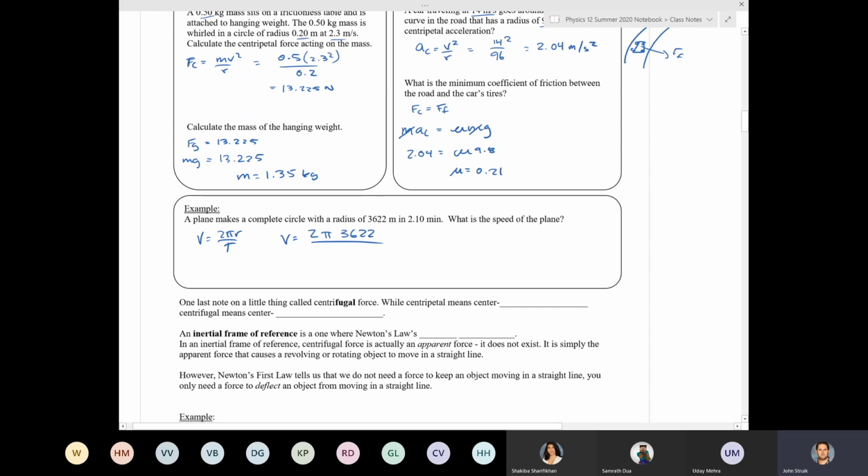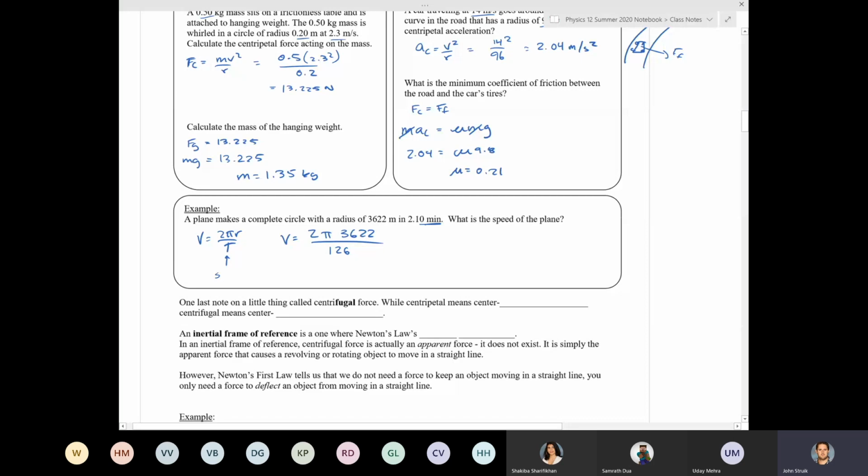And then because all of this is in standard units, when we put in t, it's already in seconds. So we can't use minutes. We have to use seconds. So that means we need to go 2.1 times 60 to find out how many seconds there are. So that's 126 seconds. And now we can solve it.